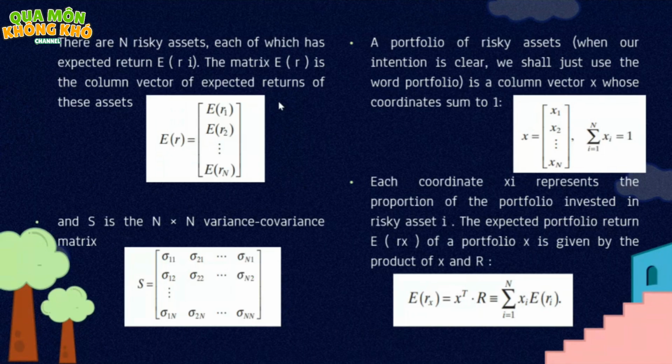A portfolio of risky assets is a column vector X whose coordinates sum to 1. You can see it here. And each coordinate xi represents the proportion of the portfolio invested in risky asset i. The expected portfolio return E(Rx) of a portfolio X is given by the product of X and R. You can see the function here.